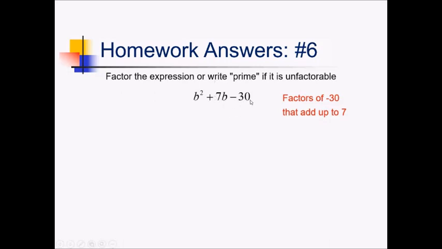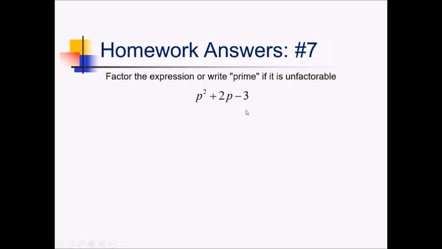We have 1 times 30. That doesn't subtract to 7. 2 times 15. That's better, but that gives us 13 if we subtract, not 7. 3 times 10. Well, this shows promise. If we had negative 3 and positive 10, so 10 minus 3 basically, that would work. So then we can write b minus 3, b plus 10.